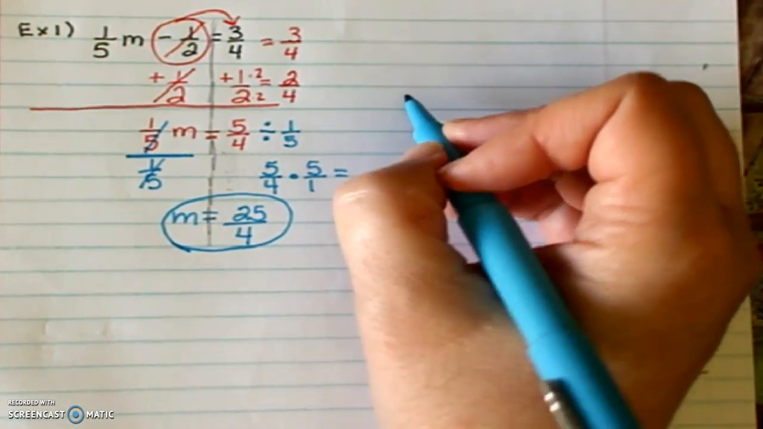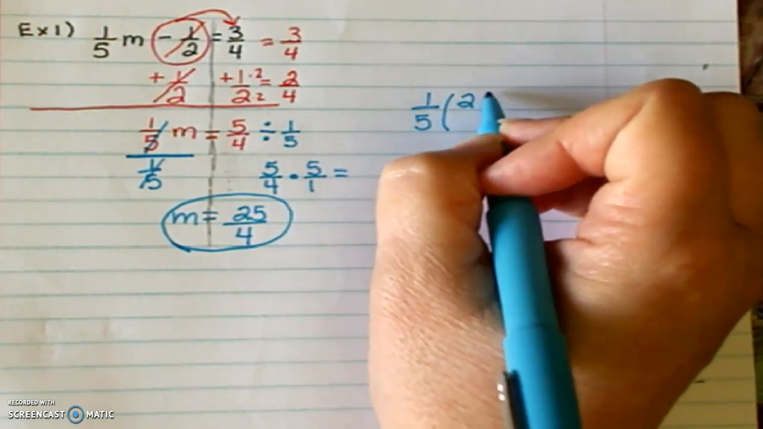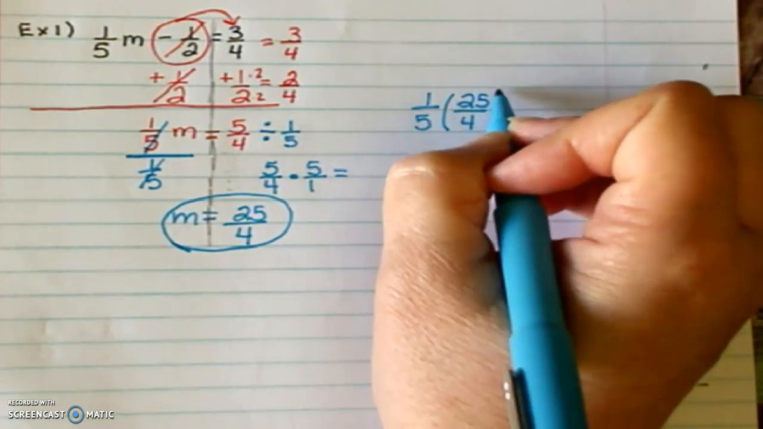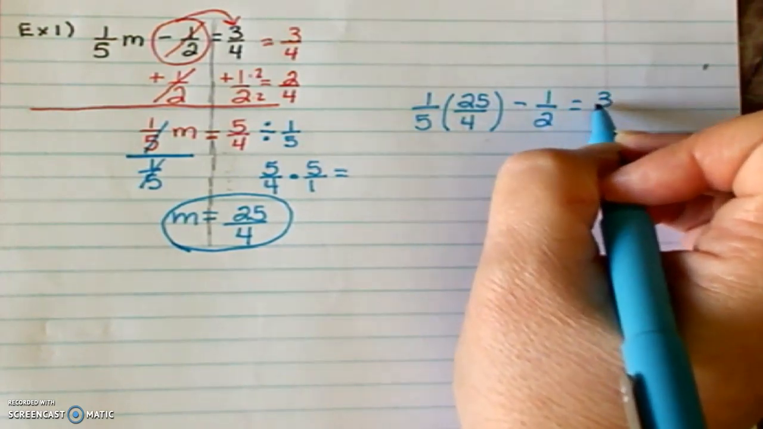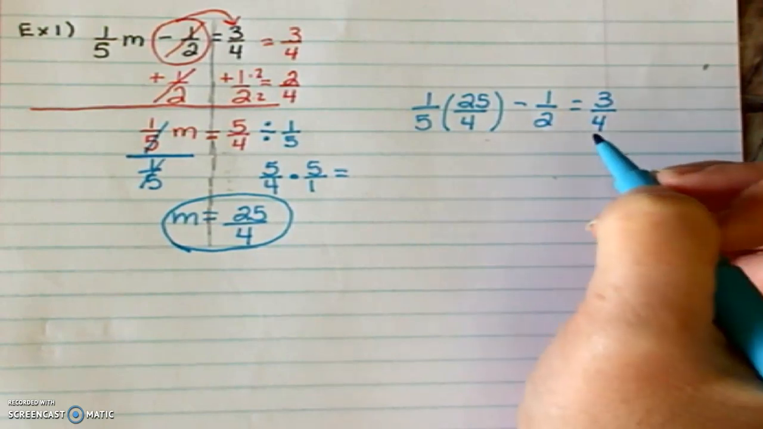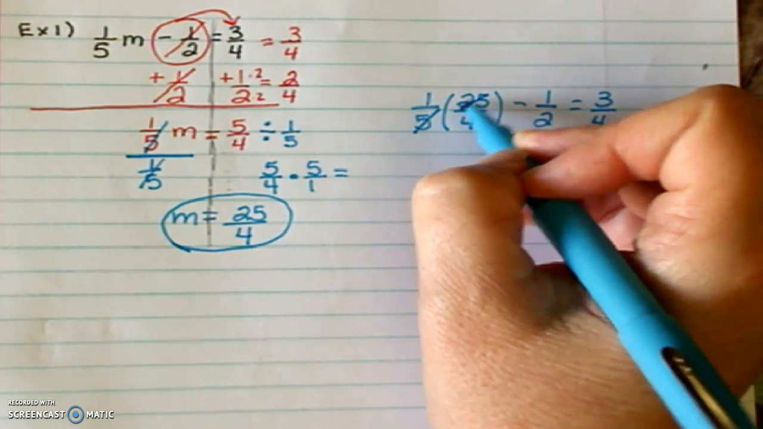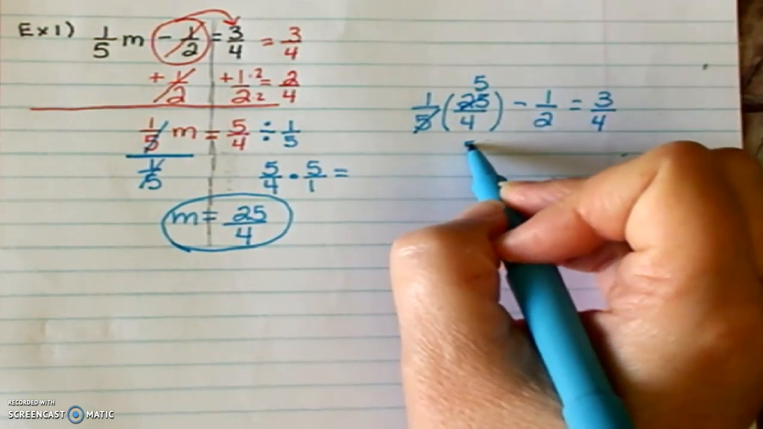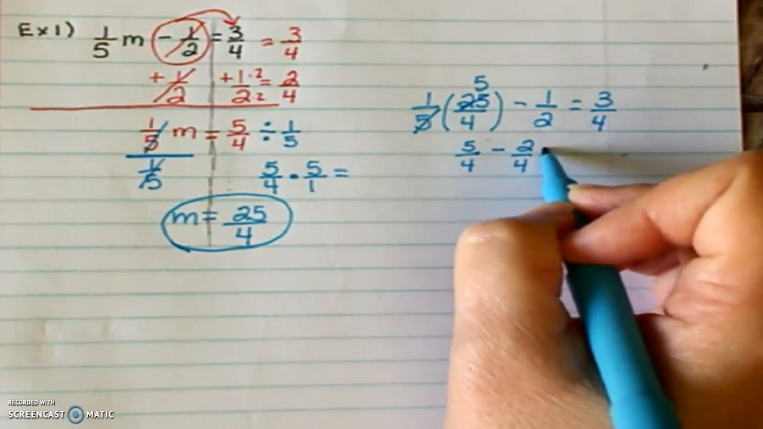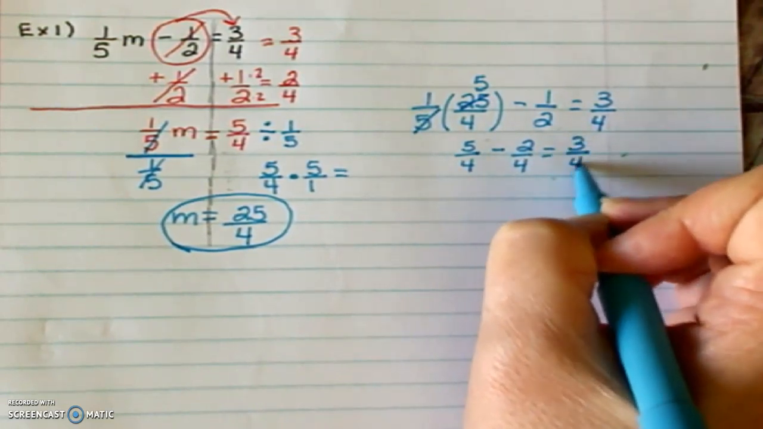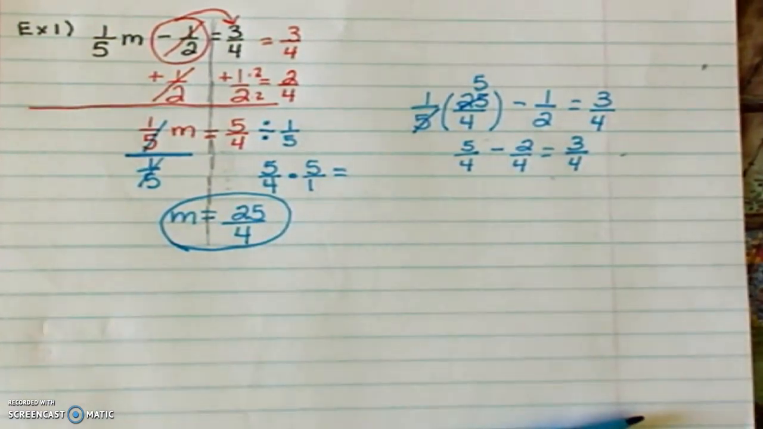Now if you wanted to, you could check yourself. 1/5 times m, which we said was 25/4, minus 1/2 is equal to 3/4. So when you solve that, you are going to find out that 5 goes into 25 5 times, so you have 5/4. 1/2 is the same thing as 2/4. And if you subtract those, you do get 3/4, which goes to show you that m equals 25/4 is the correct solution.